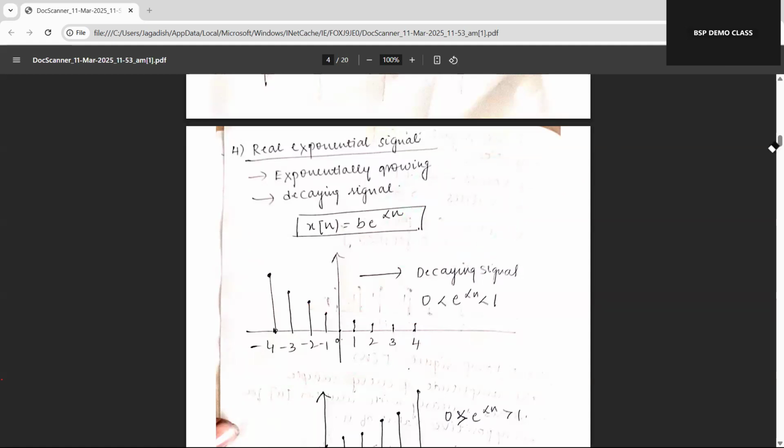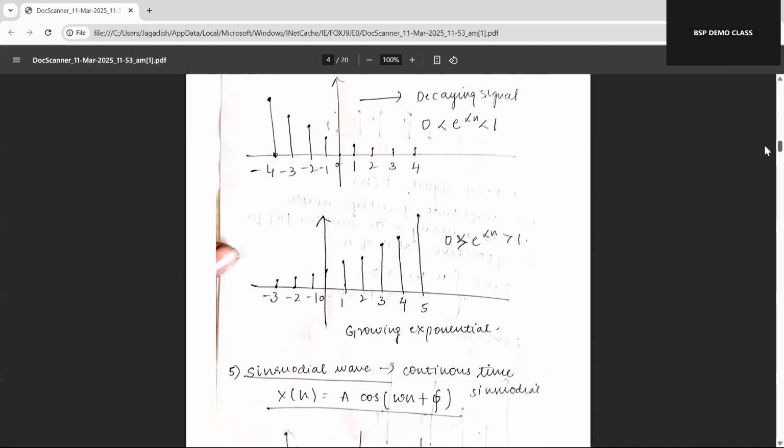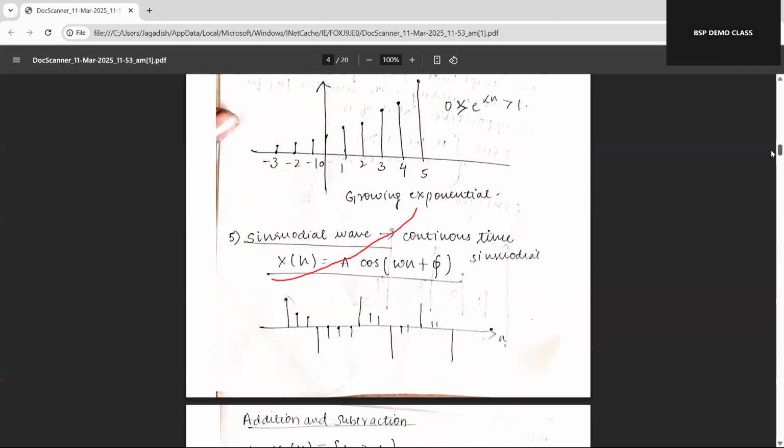Next, that condition you will be writing. For growing exponential, what happens? The signal goes on increasing. For -3, it will be 1. For -2, it will be 2. For -1, like it goes on increasing. That's the meaning of it. Growing signal. This you have to write. Only this much if you write, they will give full marks. No need to write all the conditions.